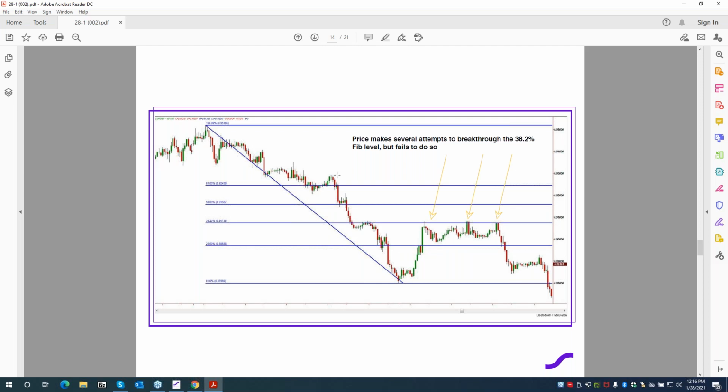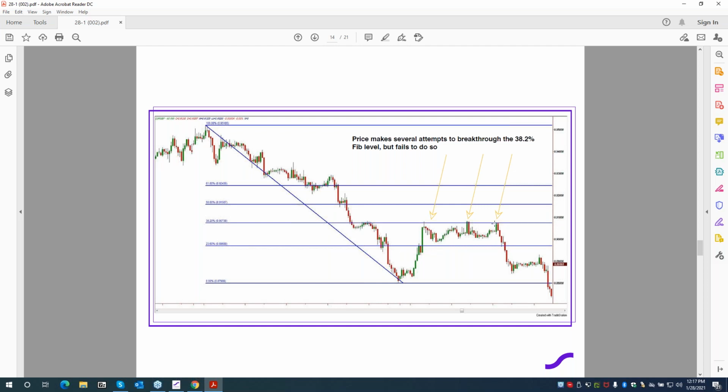So again, another example. Okay, this is a nice example that you can see that the 38% here was actually tested 3 times. Several attempts were made to break the 38%, but instead of breaking it, you can see that it was ranging. This is what we call a ranging pattern here. From my previous webinars, guys, I mentioned what ranging is. So from 38% to 23%, you can see a ranging phase.